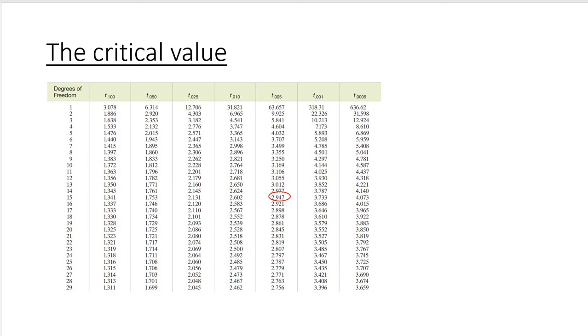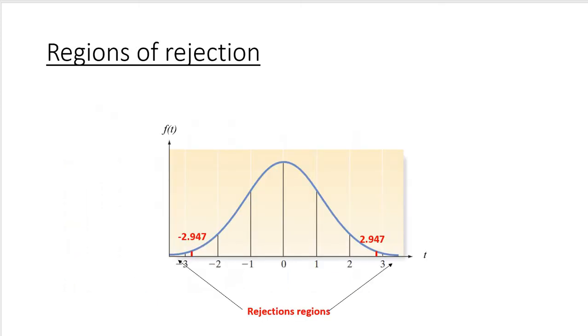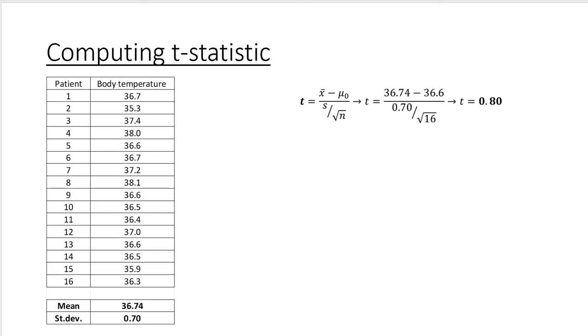so our critical value is 2.947. Of course, we are looking at both sides of the distribution because we are performing two-tailed test. That's why those are our regions of rejection. So we will manage to reject the null hypothesis if the t-statistic we compute is bigger than 2.947 or smaller than negative 2.947. So let us compute it.